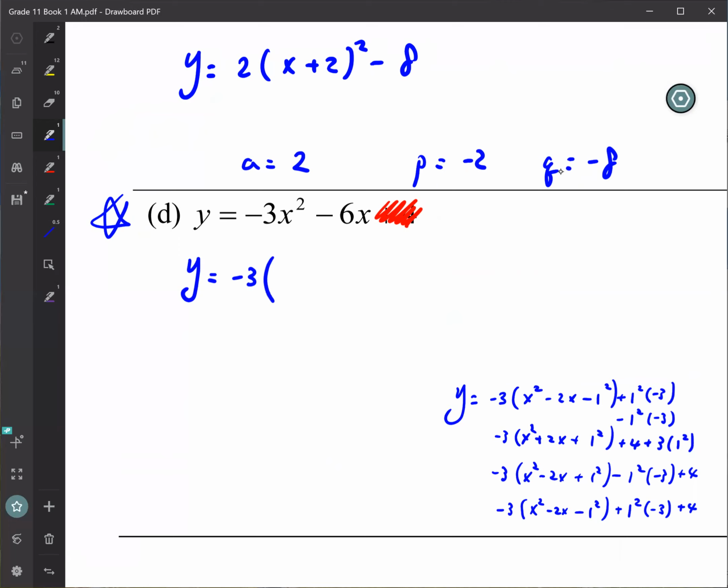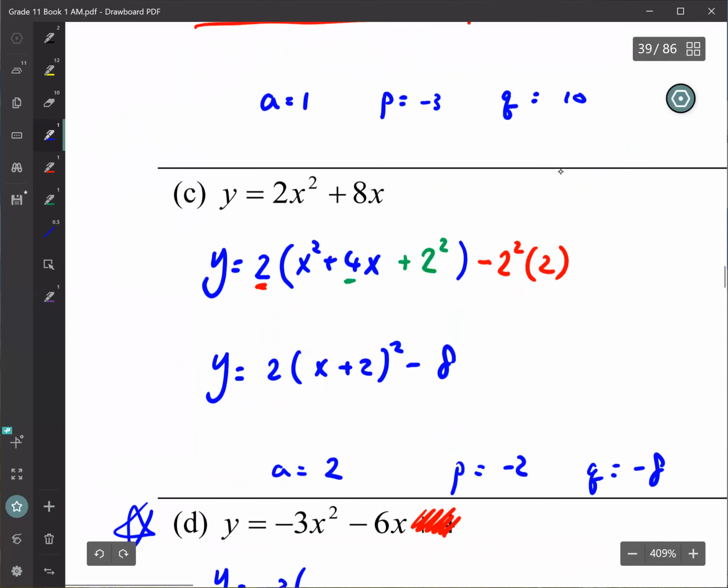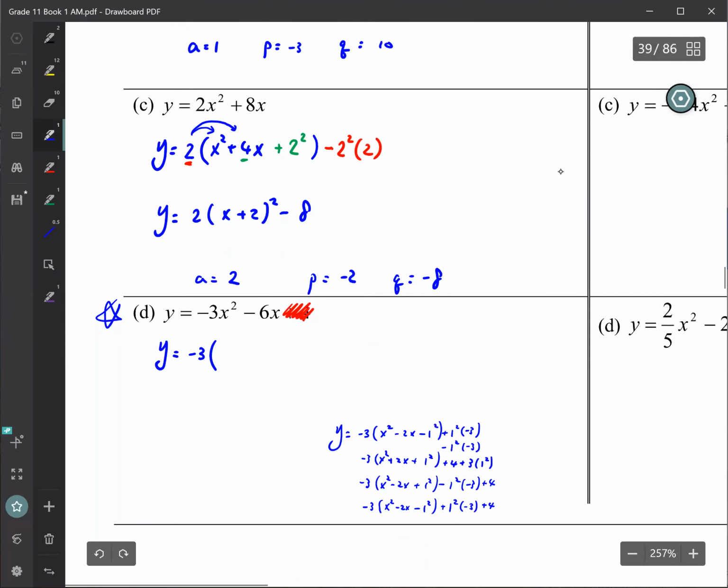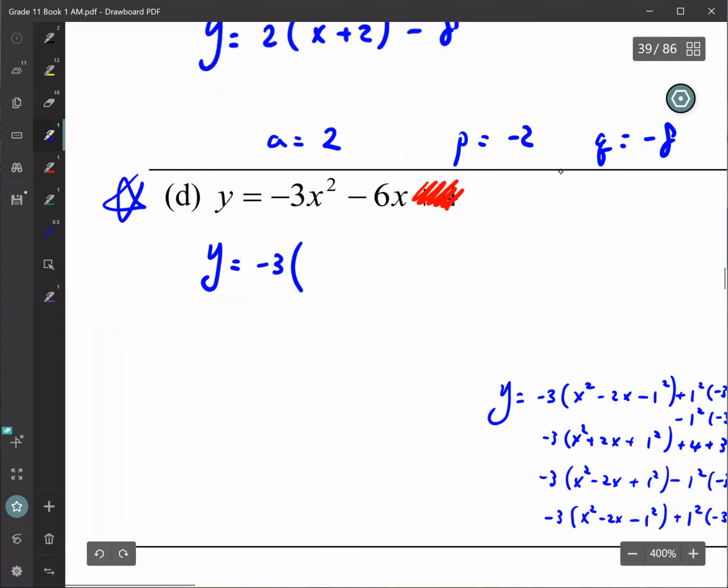When we factor, think about what we did here. When we took out the 2, that means we need to divide by 2, right? Because if you want to multiply back in, the 2 needs to go into both of them. You need to make sure you get the same thing back. That's the opposite of factor. Factor and expand are opposites. So same thing here. If I want to take out -3, that means I need to divide by -3.